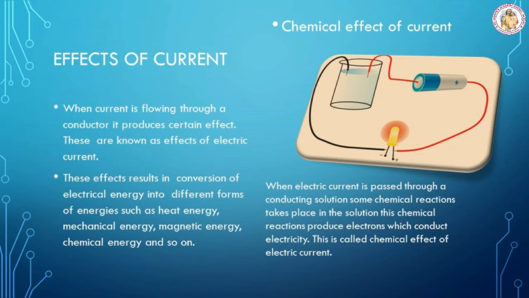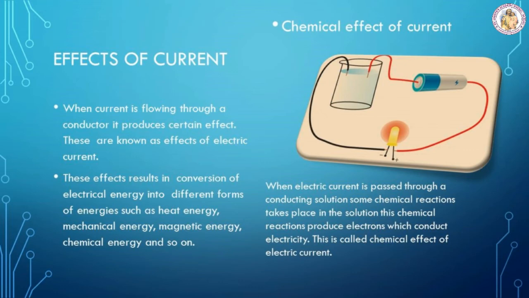We are going to understand the chemical effect of current by a simple activity. Okay, so we are going to make a simple electric circuit by using two pieces of wire, an LED light, and a battery. Next, in a glass of water, we are going to put the wire in the water as shown in the figure. Okay, does the LED bulb glow?